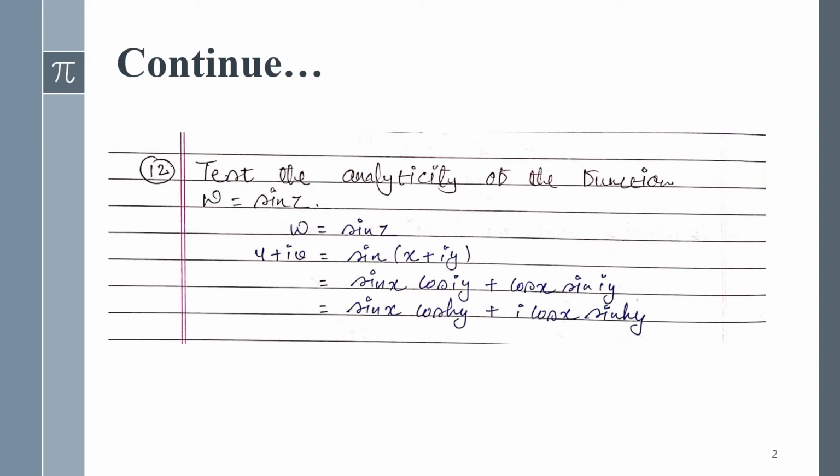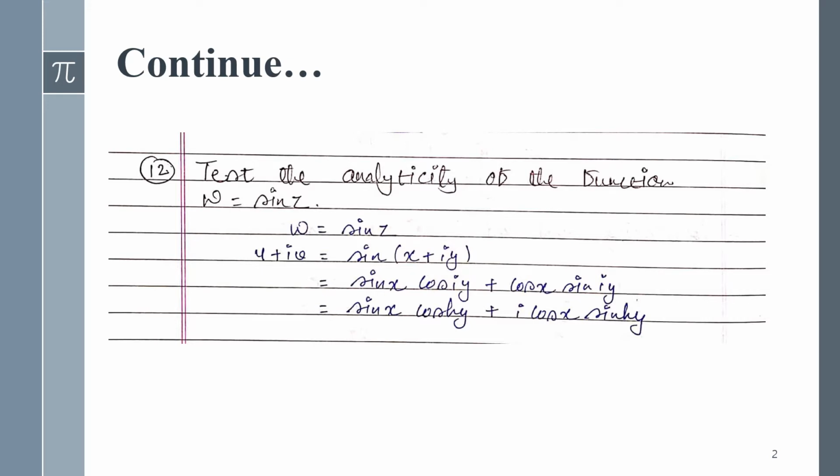I think till date we did 11 examples based on analytic functions, and here I have given a 12th example, and the question is: test the analyticity of the function w equals f of z. W means we can say it's also called f of z, right? Here it is given f of z equals sin z, and as you know, in place of z you have to apply x plus iy. So it will be sine of x plus iy, and w is actually u plus iv.